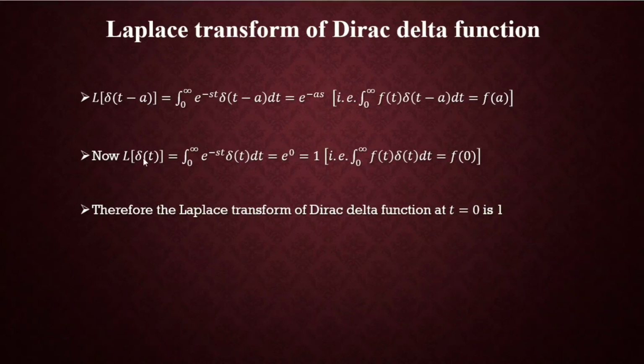Now, the Laplace of δ(t) is equal to the integral from 0 to infinity of e^(-st) δ(t) dt. But we know that the integral from 0 to infinity of f(t) δ(t) dt is equal to f(0). Therefore, f(0) will be equal to e^0, which is equal to 1. Therefore, the Laplace transform of the Dirac delta function at t = 0 is equal to 1, and the Laplace transform of the Dirac delta function at t = a is equal to e^(-as).